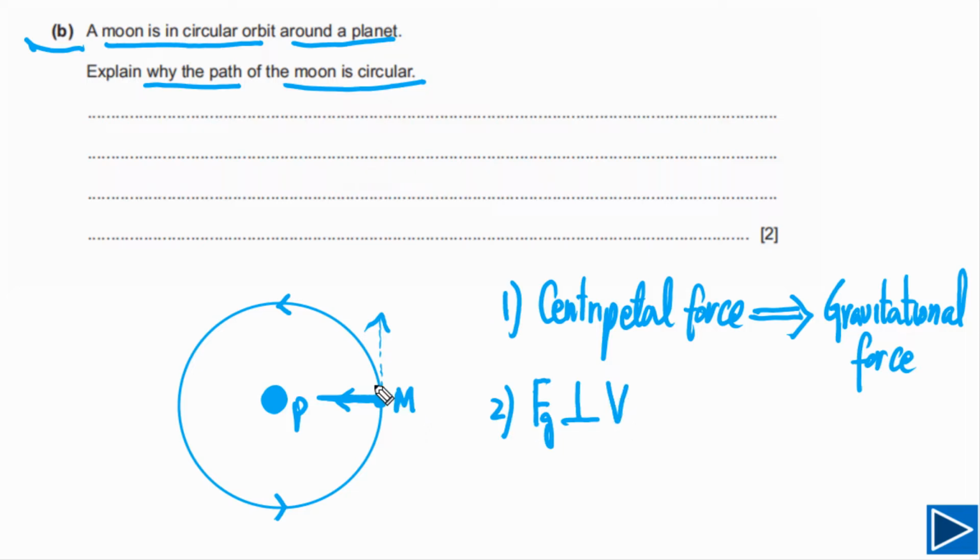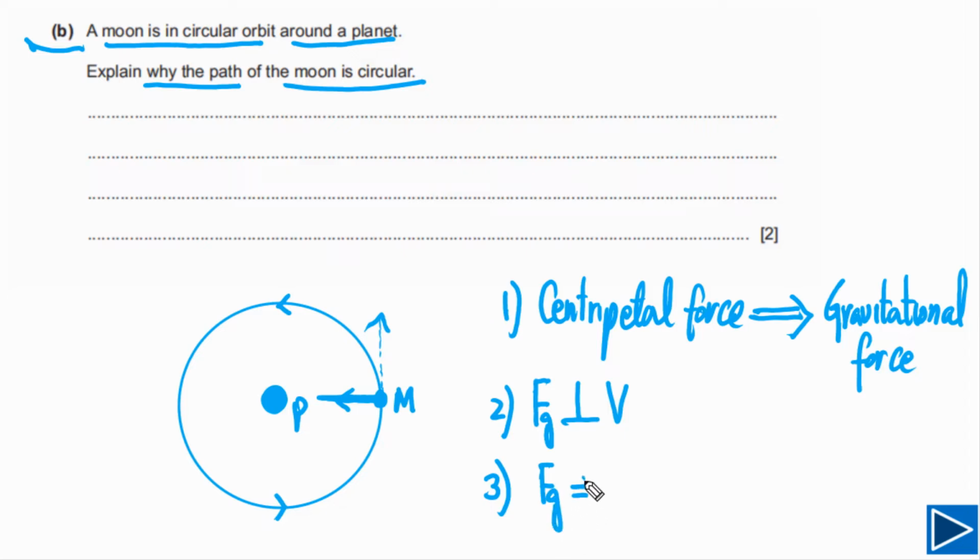Or simply we can say the centripetal force is perpendicular to velocity, or we can say gravitational force is perpendicular to velocity of the moon. So this can be the second point. And the third point, we need to understand as this moon is moving in the circular orbit, meaning it is moving in a perfect circle, so the magnitude of gravitational force, meaning the magnitude of centripetal force, has to be constant.